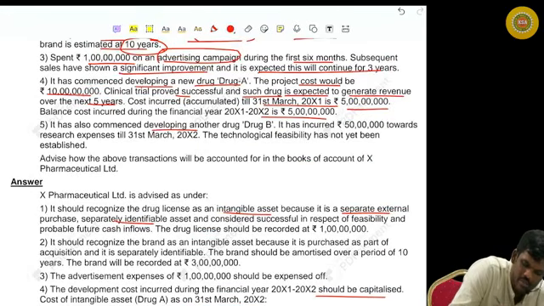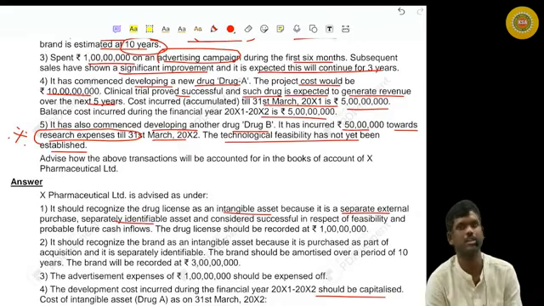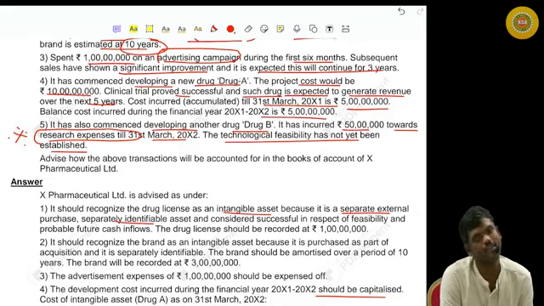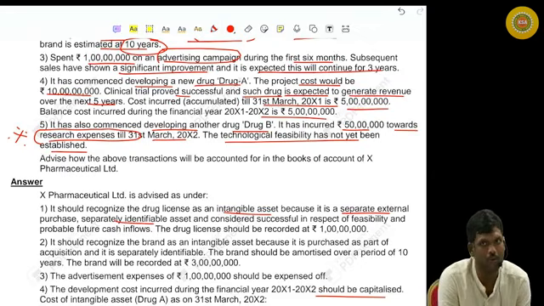It has also commenced developing another drug B. It has incurred 50 lakhs towards research expense. Till 31st March 20X2, the technological feasibility has not yet been established. We all know research expense itself should be charged to P&L. So this 50 lakhs should be charged to P&L. I hope you understood, guys.